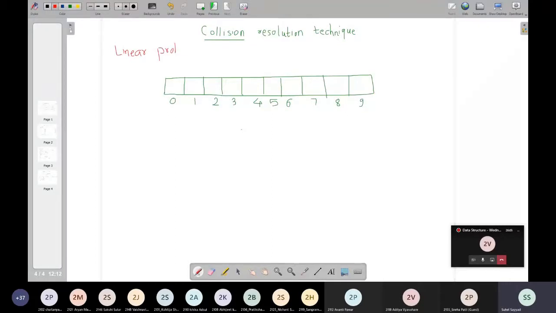H dash of k comma i is H of k plus i mod n, where H of k is k mod n. I'll tell you the meaning of all the terms in this.